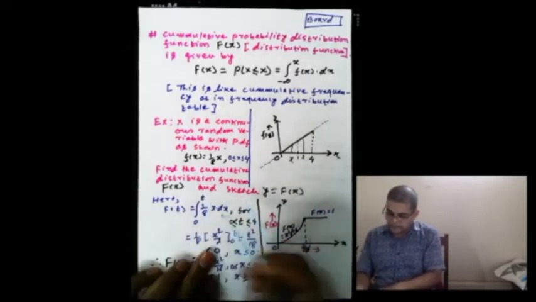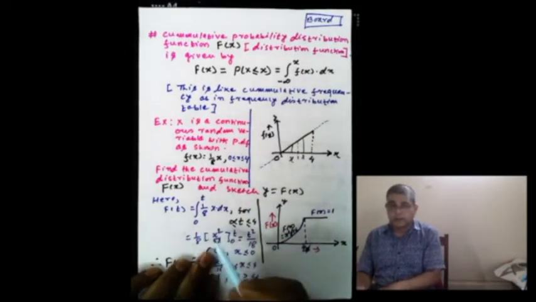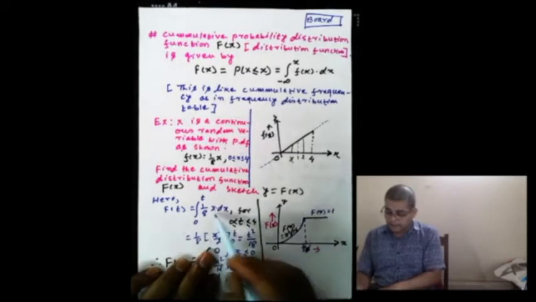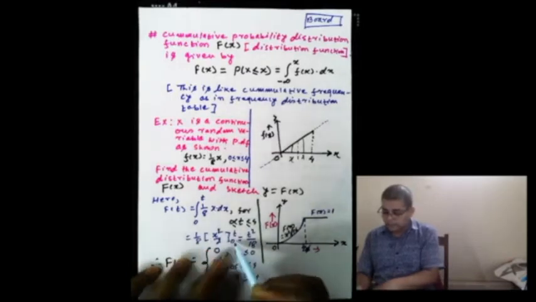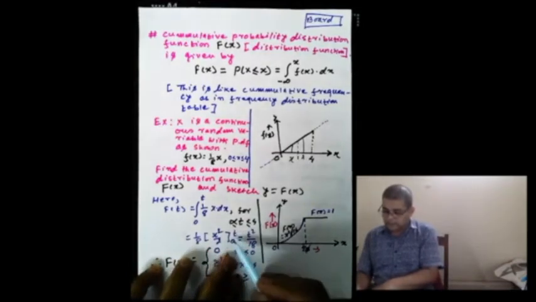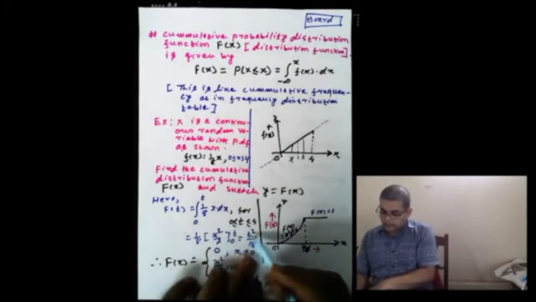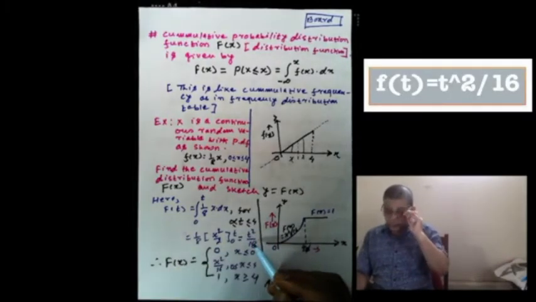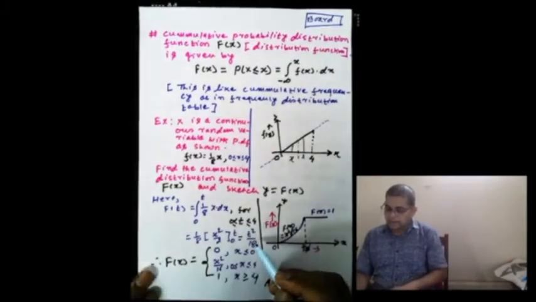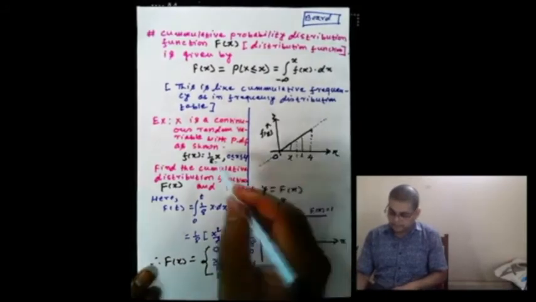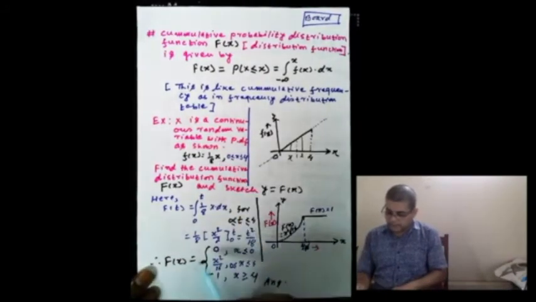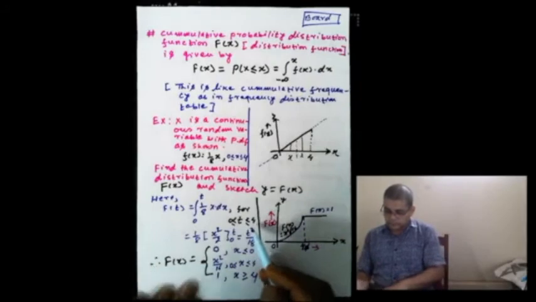After integration, 8 is a constant, so it is taken outside, and then the integration of x is x squared by 2, from 0 to t. After putting back the range of values for t in this function, you can write this as t squared by 16. So this is the new function now. As our function is given in terms of x, we replace t by x, and then the situation will be like this.